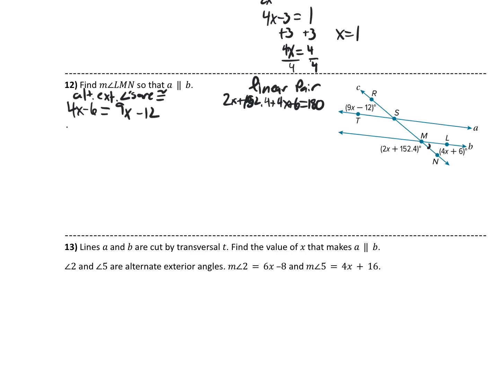All right, so we could subtract 4x from both sides to get negative 6 is equal to 5x minus 12. Add 12 to both sides to get 6 is equal to 5x. And let's see here. Did I copy that right? Yep. So then we divide both sides by 5. And we get that x is going to be equal to 1.2.